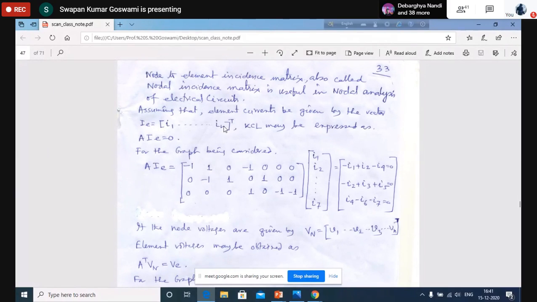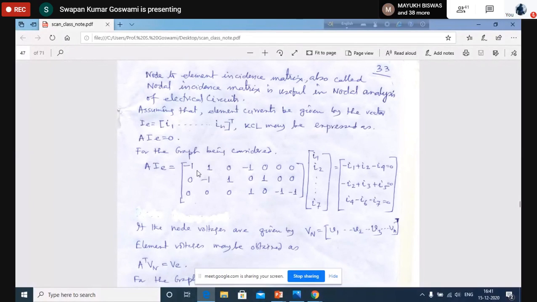Now let us see how KCL, Kirchhoff's current law, may be written using a matrix. If we write A times IE, what does it mean? IE means the column vector from I1 to In, that is the element current vector, and A is the node to element incidence matrix. This is the reduced incidence matrix A we have rewritten here, and this is to be multiplied by IE. So let us multiply and see the result.